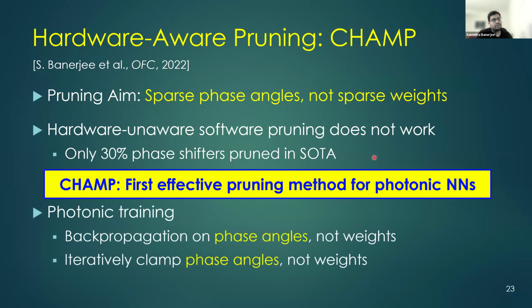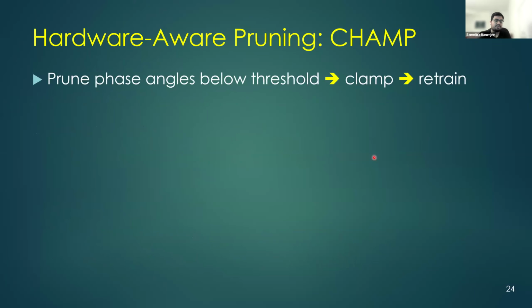Here we implemented photonic training. So we do backpropagation on the phase angles themselves and not the weights. And we iteratively clamp the phase angles themselves and not the weights. In essence, the idea of this work is very simple, and it's very similar to software pruning, but with a key difference: instead of pruning the weight matrix elements, we prune the phase angles below a threshold, we clamp and we retrain. The rest of the steps are very similar to what we have for DNN pruning.